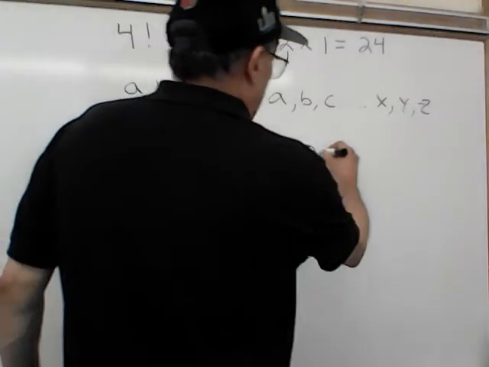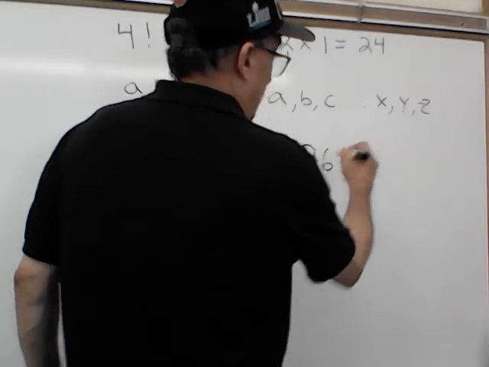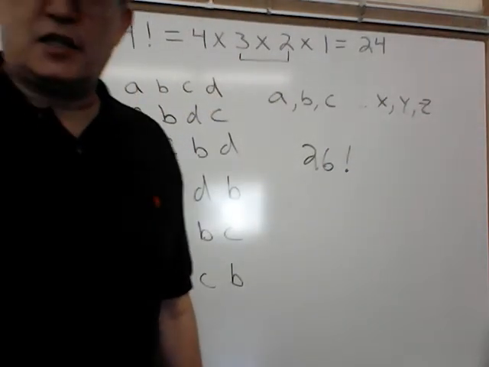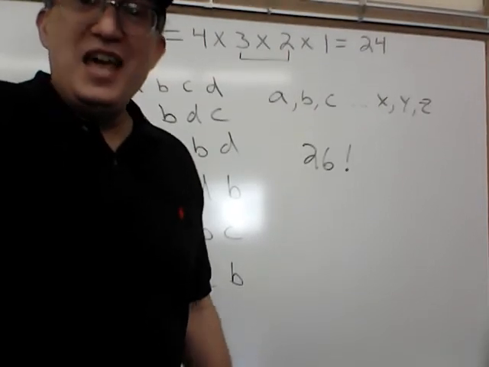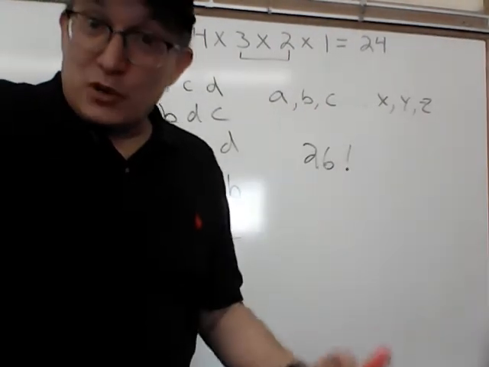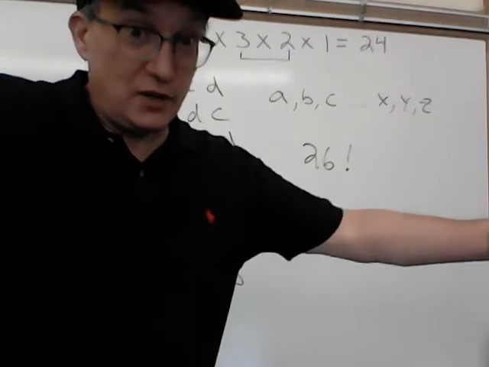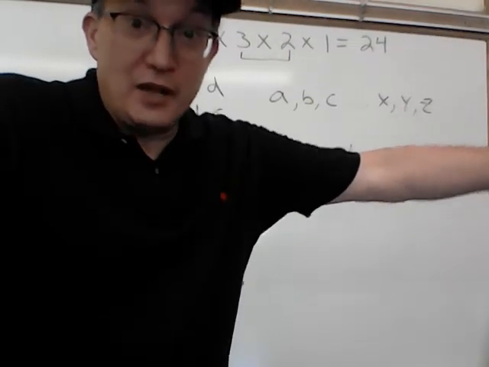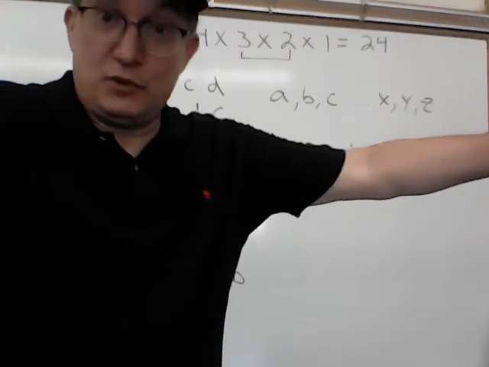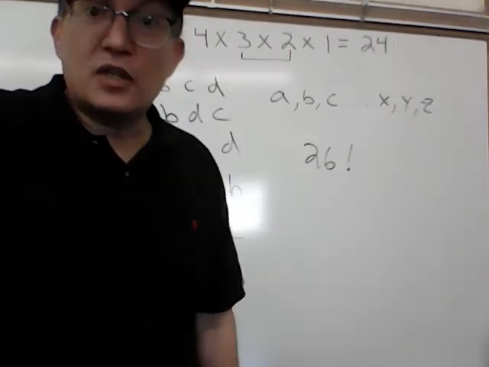Well, the answer is this. It's very easy to write the answer. It's 26 factorial. 26 times 25 times 24 times 23, continue all the way down to times 3 times 2 times 1. It's a huge number.